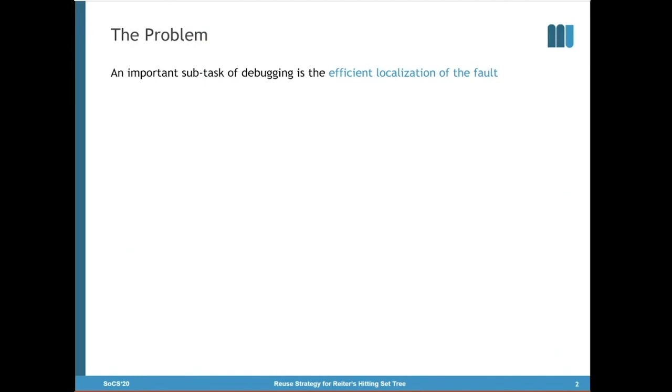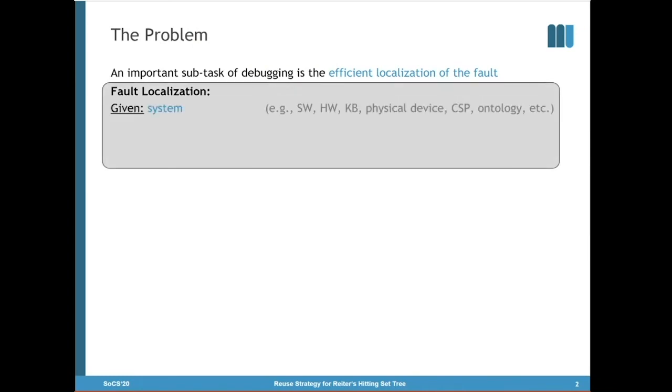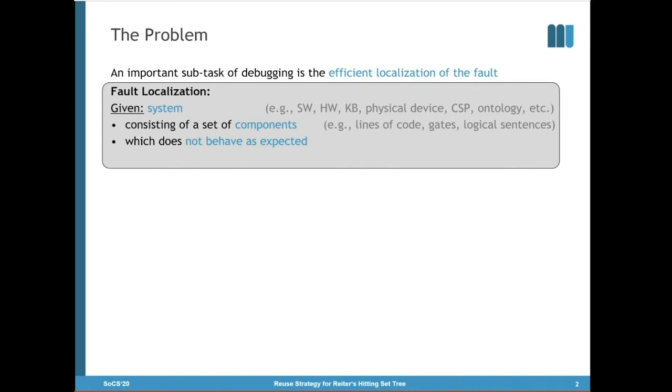This work deals with the efficient localization of faults, which is an important prerequisite towards successful debugging of systems. The definition is as follows. We have given a system which consists of a set of components and which does not behave as expected. And the goal is to find the faulty components responsible for the misbehavior. Let me give you a short example.